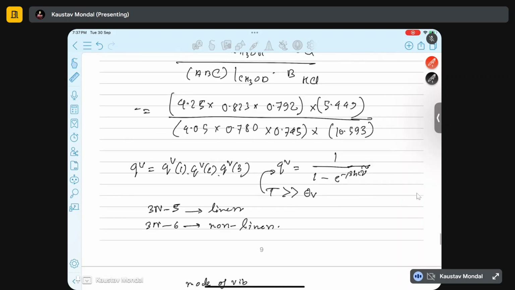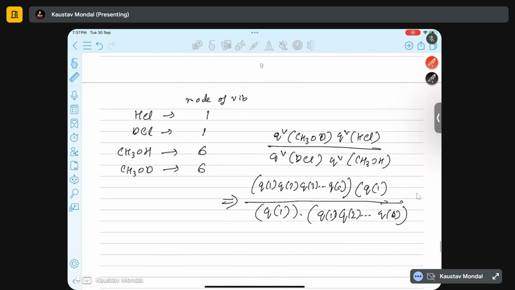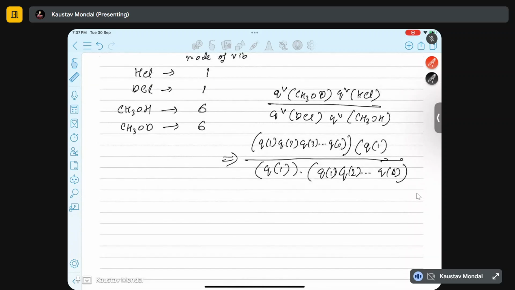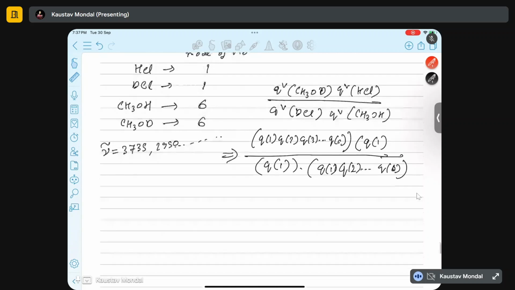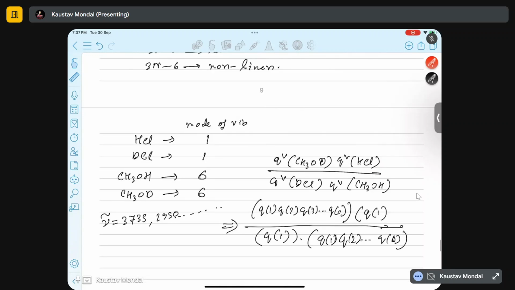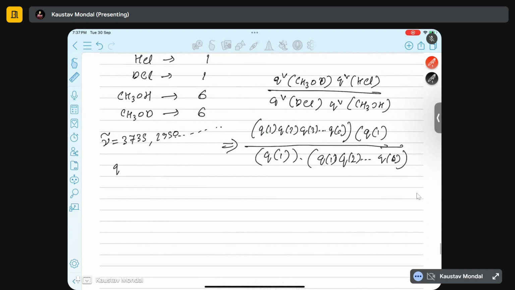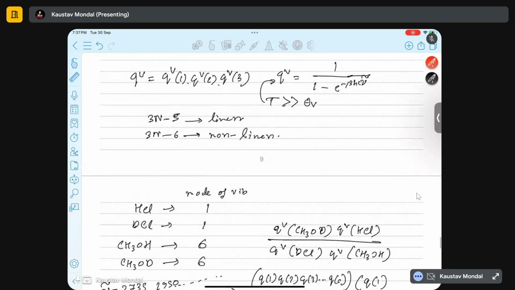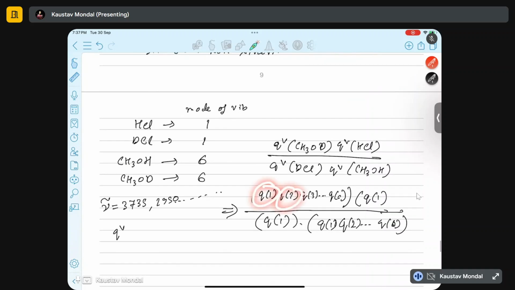For each of the contributions, how can you calculate it? Let's suppose for CH3OH or CH3OG, there are 4 frequencies given, sorry, these are wave numbers, not frequencies: 3735, 2950. All these numbers are given as wave numbers. Corresponding to each wave number, you have to calculate the Qv, and substitute it here and multiply all of these things.